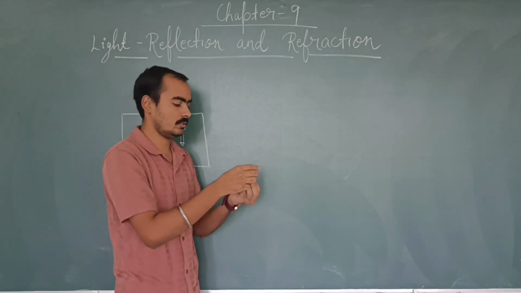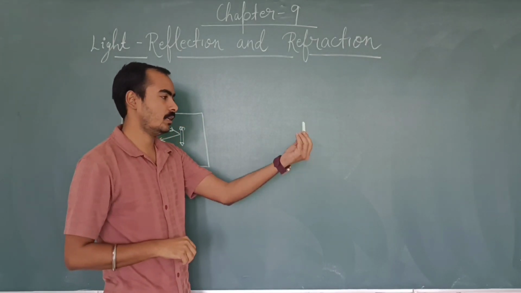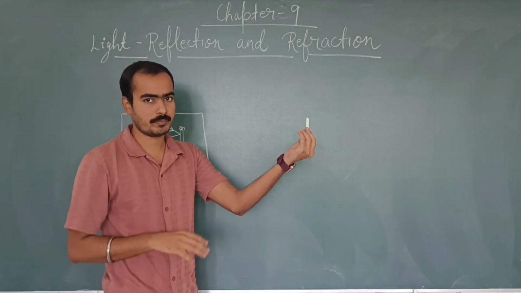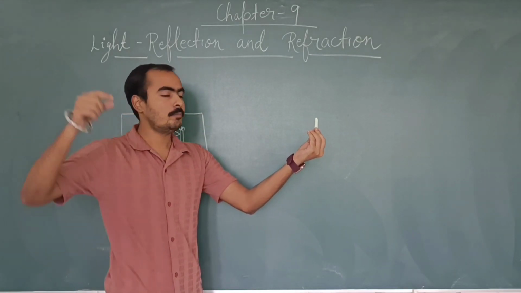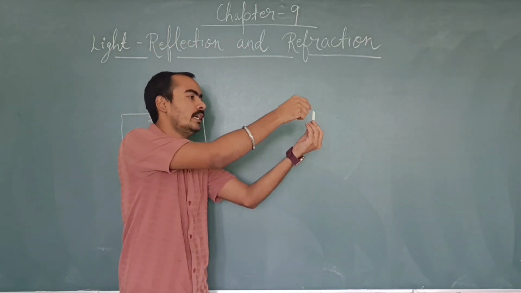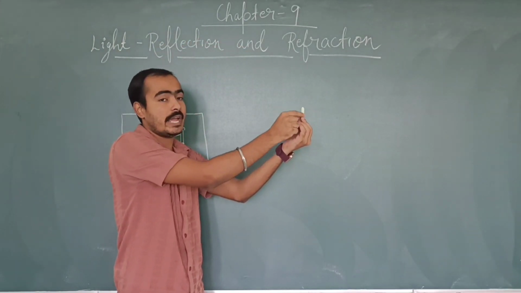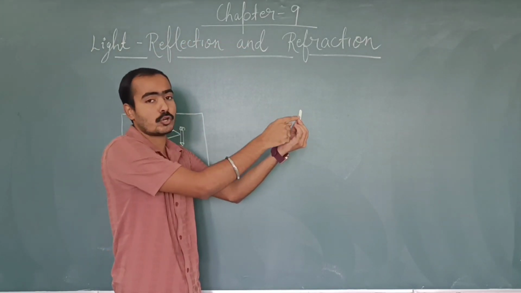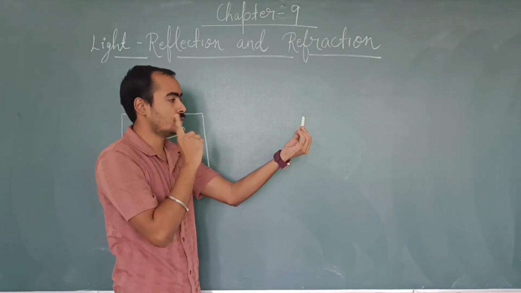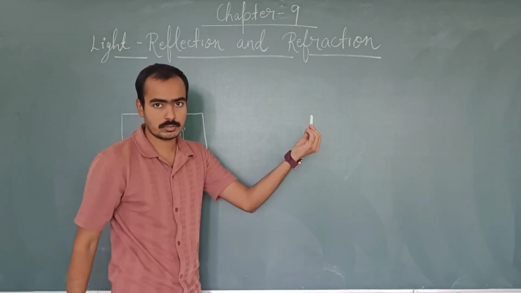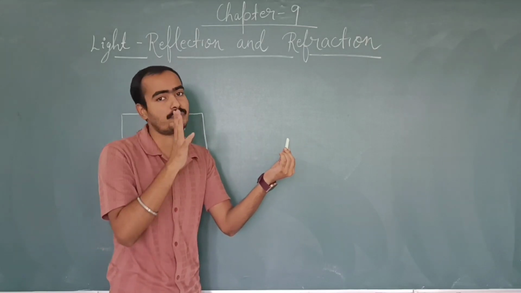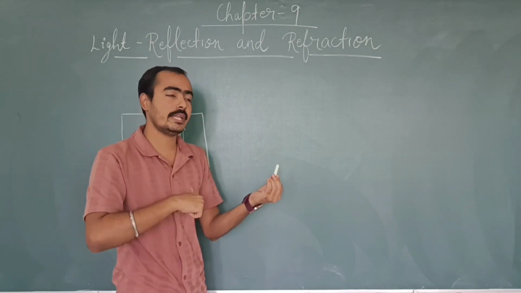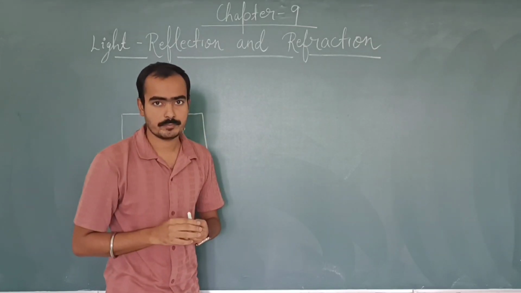So let me take a practical example. Here we have a chalk in my hand. I can see this chalk now. Why? Because light is falling on it and getting reflected, and that reflected light from the chalk is coming to my eyes. So I can see this chalk. And similarly, everything reflects light that falls on it, and that's why we are able to see that object.